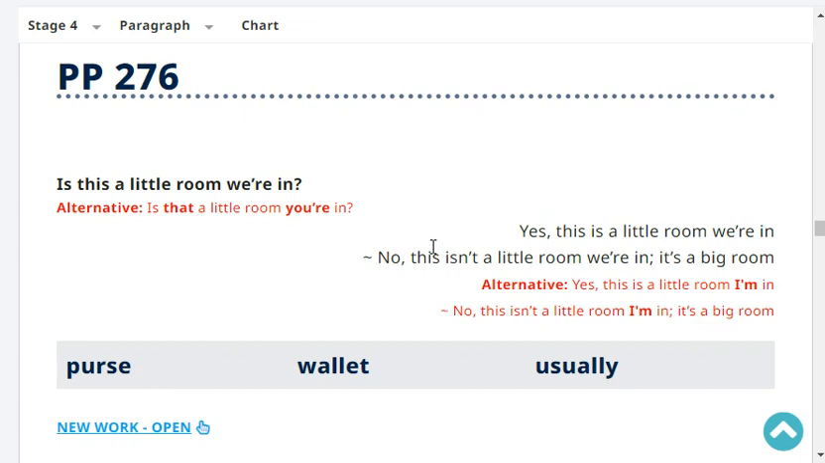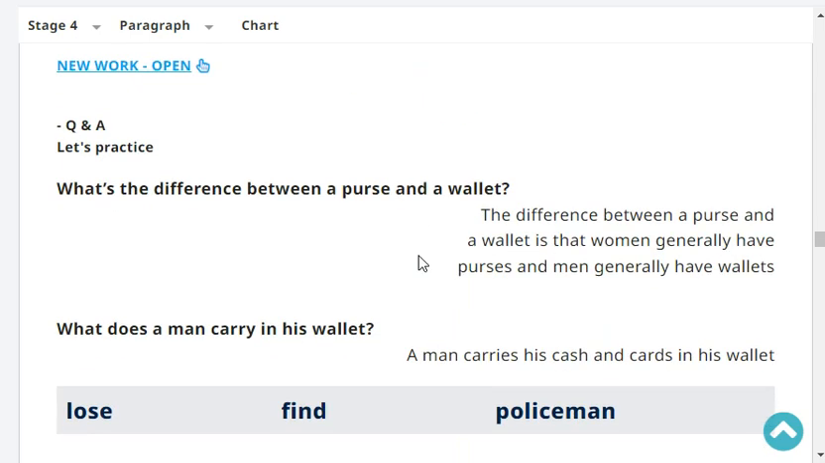Is that a little room you're in? Yes or no? Yes, this room is a little room I'm in. Very good.